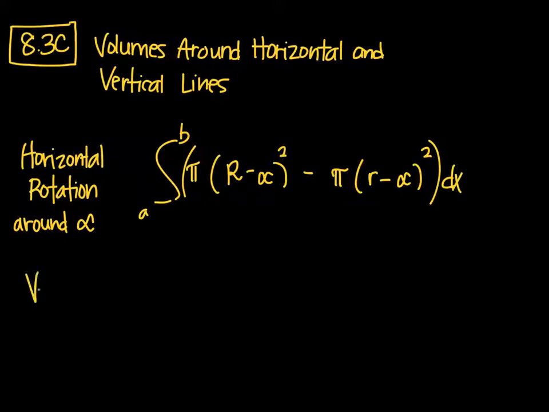Okay, vertical rotation. So when we do a vertical rotation, again, we're going to go around any vertical line. This includes the y-axis. It also includes any other vertical line. So we're going to call that beta. So I'll use the Greek letter B for beta. It's very similar in its setup.